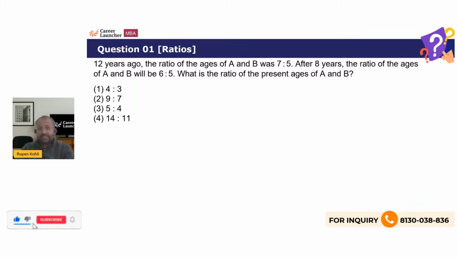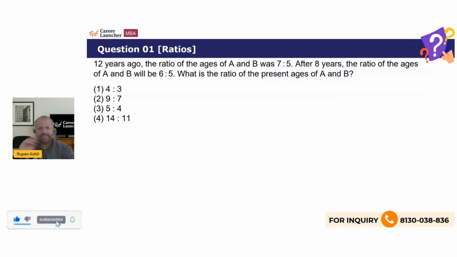So the idea is quick-fire practice, because we know that this exam is like that, right? First problem, ratios. Let's see who can get this. 12 years ago, the ratio of the ages of A and B was 7:5. After 8 years, the ratio of the ages of A and B will be 6:5. What is the ratio of the present ages of A and B?